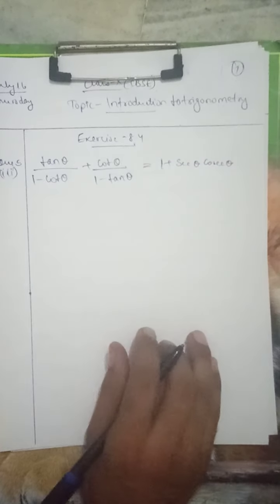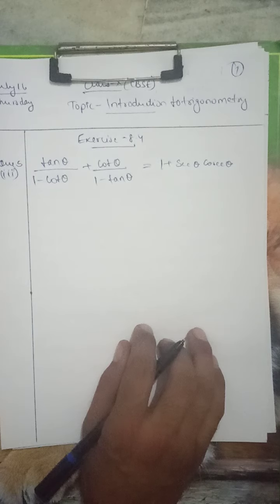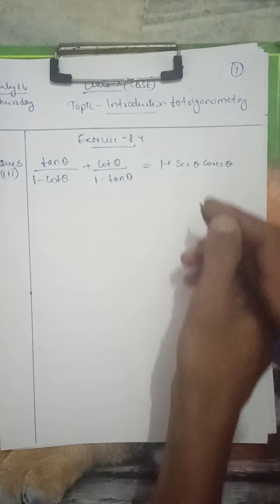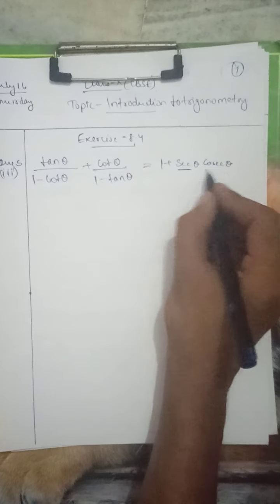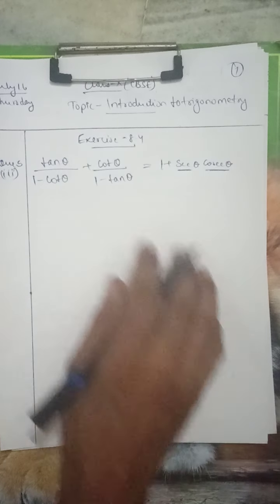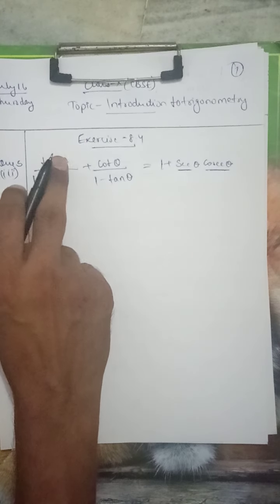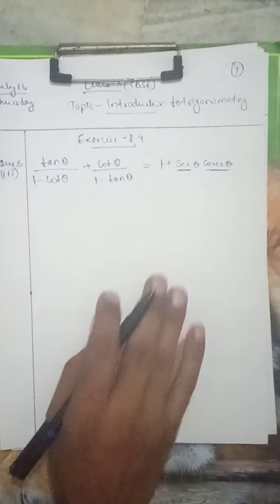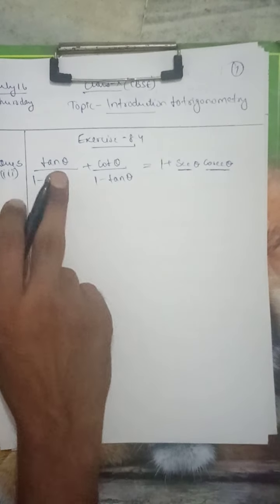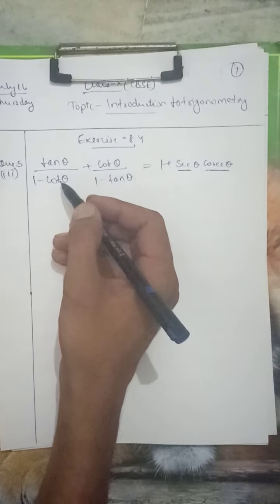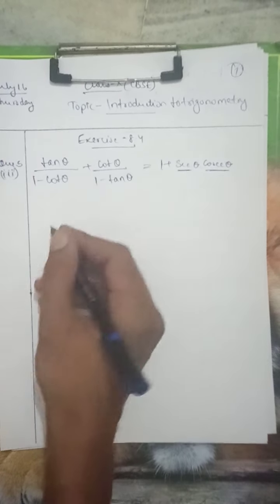cosecant theta. In the book you can see that they are saying to change the expression to sine and cos. What we have on the right hand side is secant theta, cosecant theta, but on the left hand side we have tan and cot. We don't have any relationship between tan, cot, secant, cosecant. What we will do, we will change tan theta and cot theta into sine and cos.